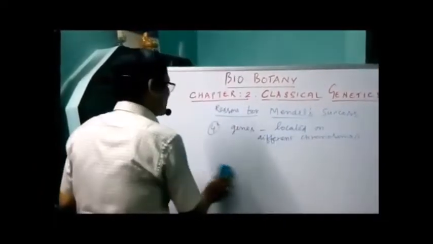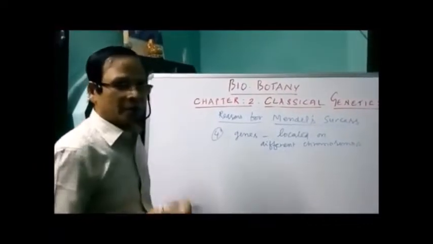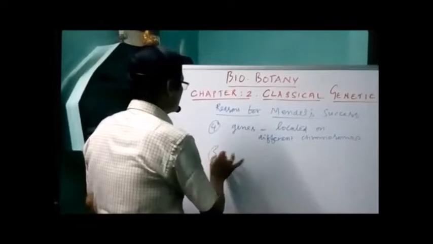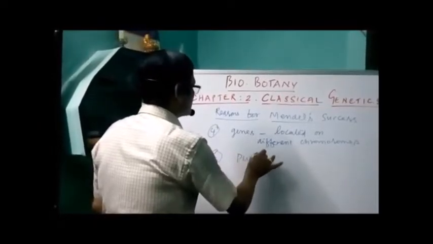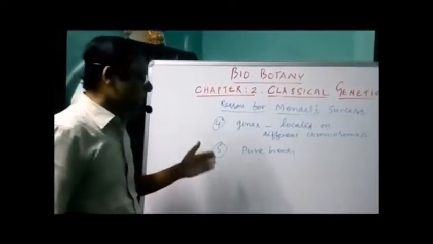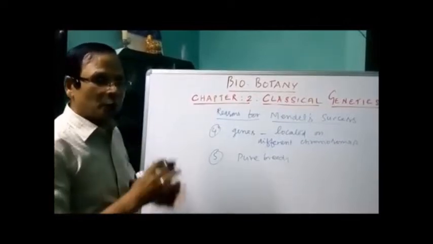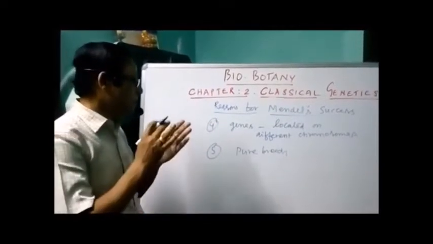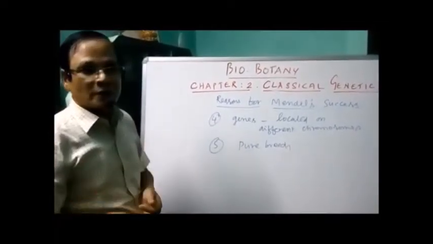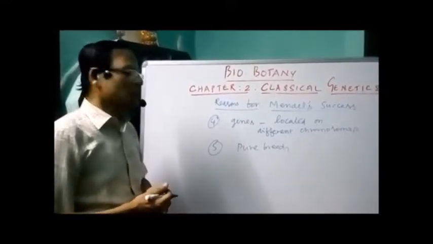The parents selected by him for the experimental analysis were pure breeds. I will mention later what we mean by pure breeds. He selected parents which were pure breeds, and he tested the purity of the progeny by self-pollinating or self-fertilizing the progeny for many generations, to see whether they are pure breeds or not.